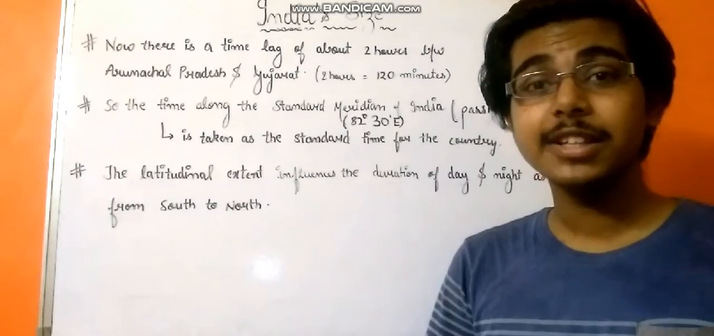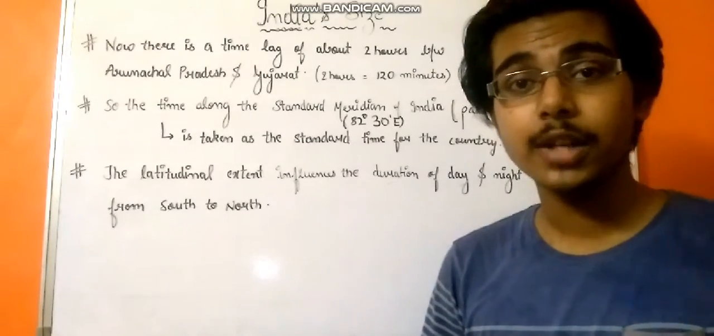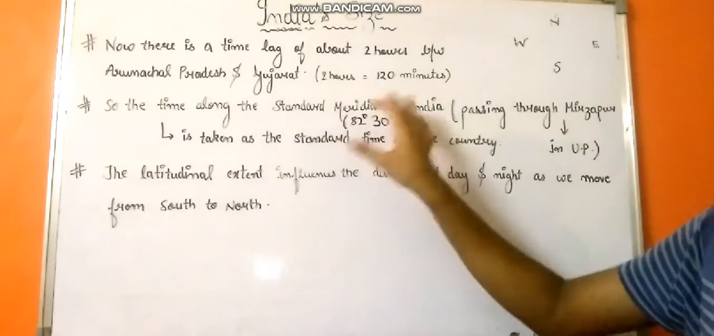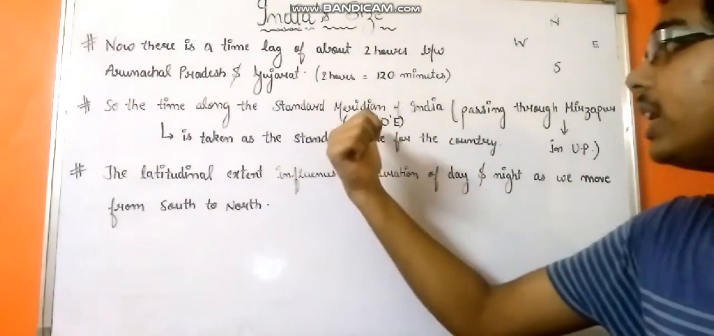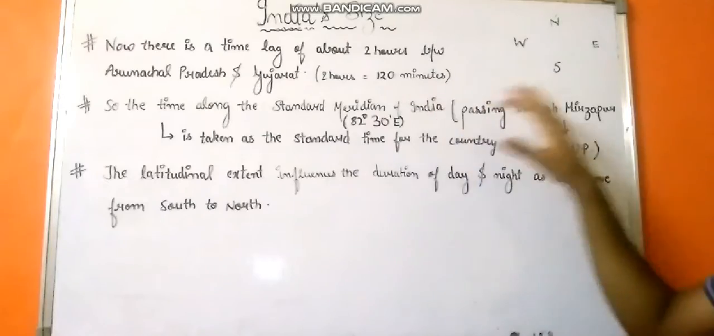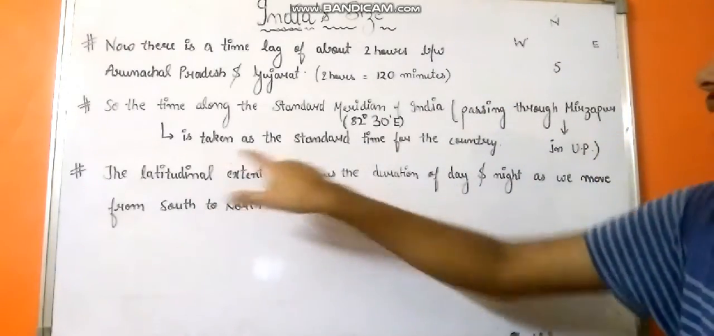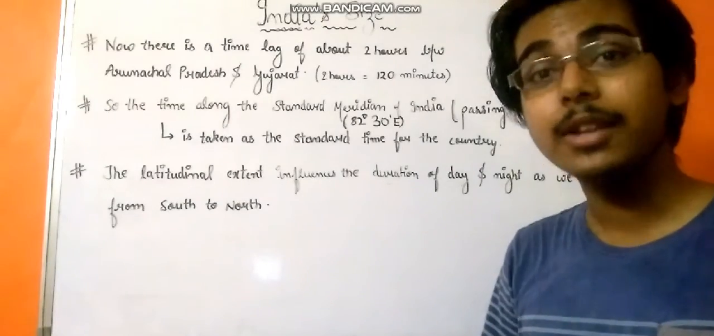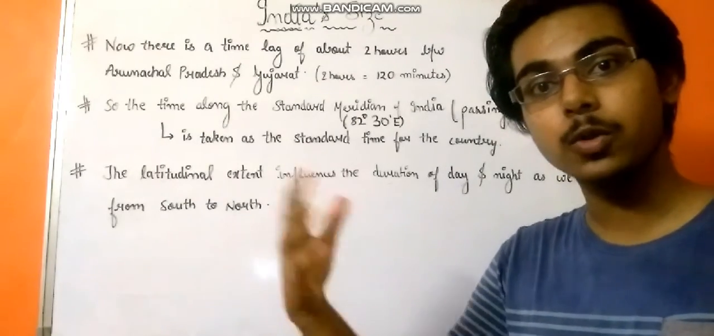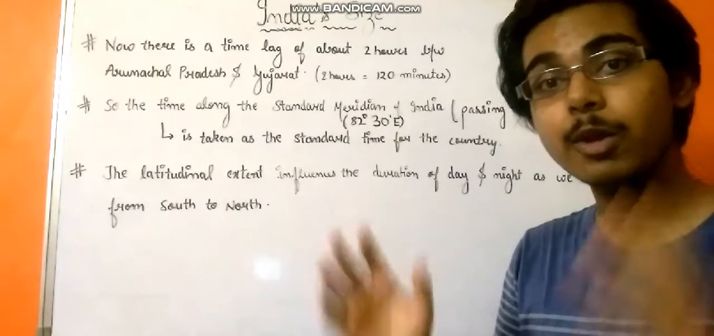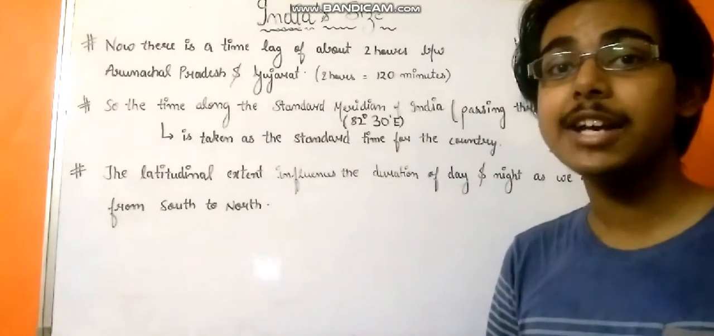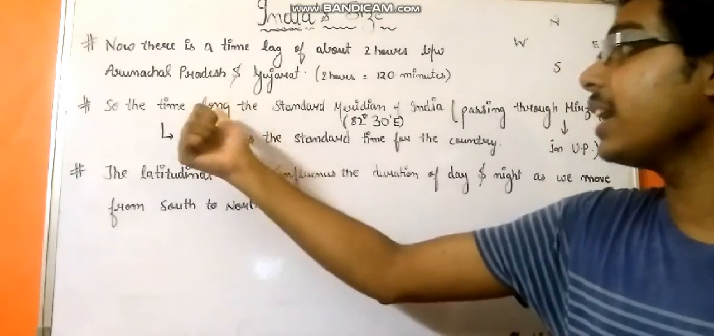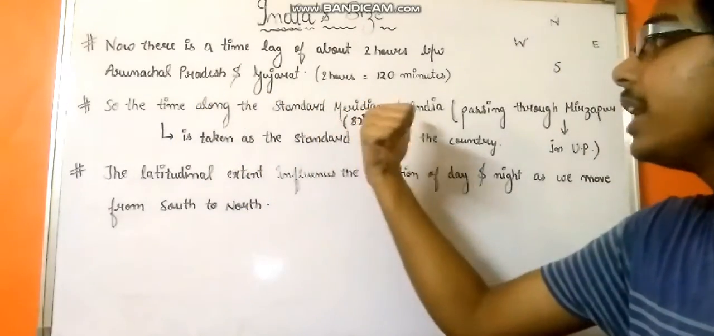You would have seen that no matter in which part of the country you are, the time remains the same. This is because the time along the standard meridian of India, which is 82 degree 30 minutes east, which passes through Mirzapur in UP, is taken as the standard time for the country. Since there is a time lag between the states as we move, it was important that we choose a standard time for the country. Now how was this standard time chosen? The time was taken along the standard meridian of India.